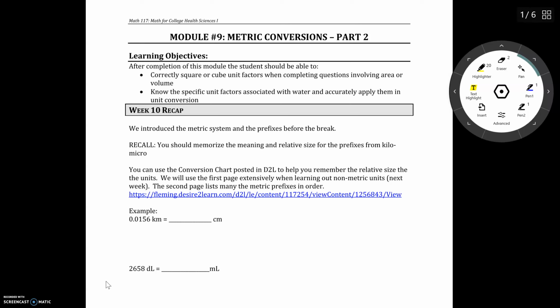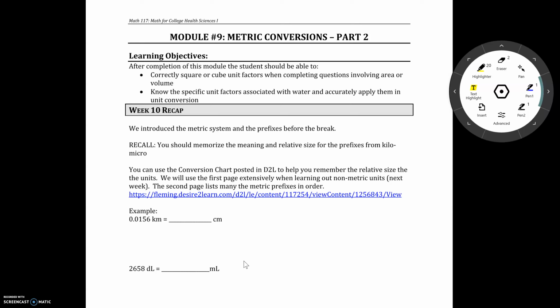So today what we're going over is an extension of what we were talking about before the suspension of the classes, our metric conversions. We're going to review what we talked about and then add on and talk about how we can convert areas and volumes as well.